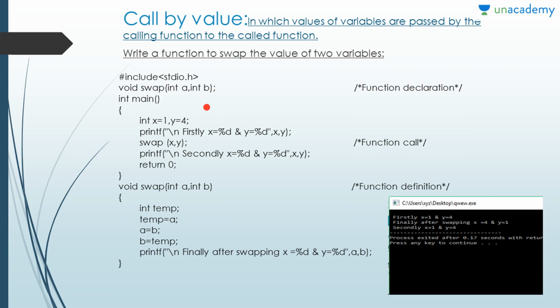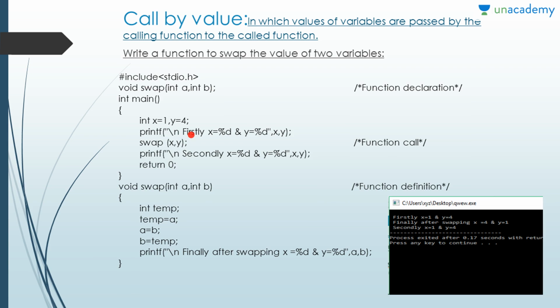Remember, this is the function declaration. As I told you in previous slides, firstly the function declaration is there, then the function calling is there, and then the function definition is there. Okay, so printf will first print x equal to %d and y equal to %d, which will be the data, that is x equal to 1 and y equal to 4, meaning it is of integer data type.